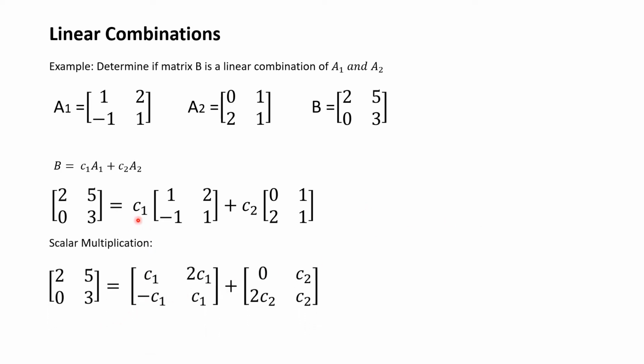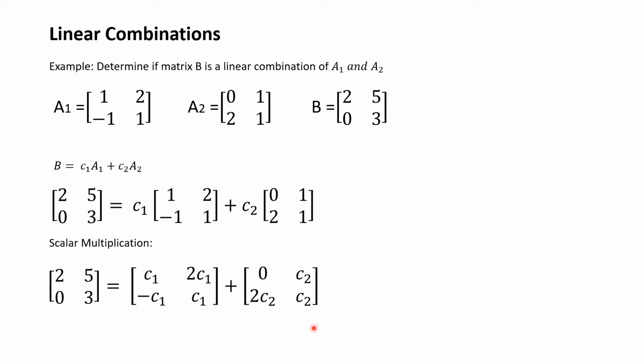And we can see that C1 times 1 is equal to C1. C1 times 2 is equal to 2 times C1. C1 times negative 1 is equal to negative C1, and C1 times 1 is equal to C1. And we can use a similar approach here. Please watch a previous video on scalar multiplication and matrix addition to see this process in depth.